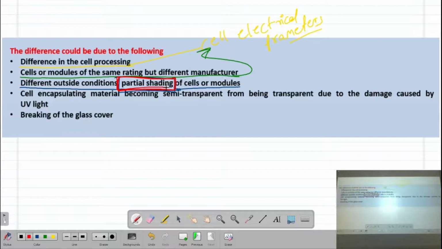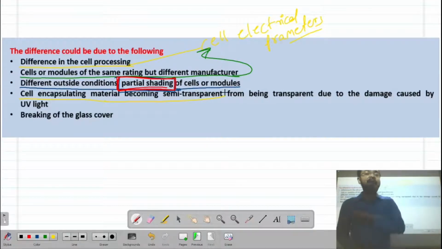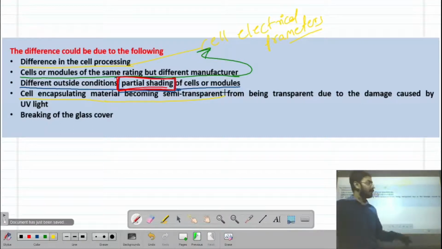The next one is cell encapsulating material becoming semi-transparent. This cell encapsulating material is nothing but, after the manufacturing process, after the production of a solar cell, it is encapsulated. Encapsulating means we do a coating process, right? A transparent coating process of a material using a transparent conducting type of material, right? Now, that encapsulating material may become semi-transparent.